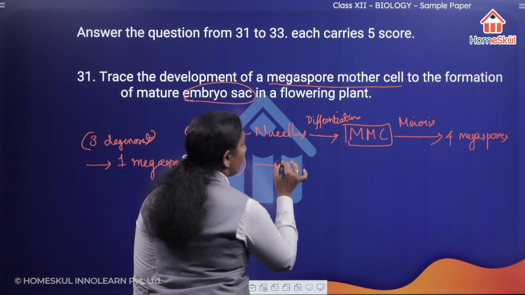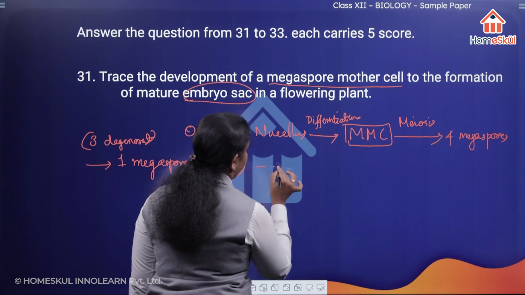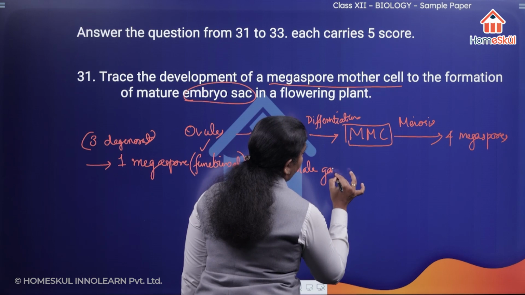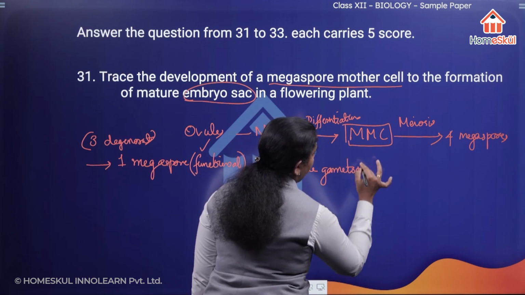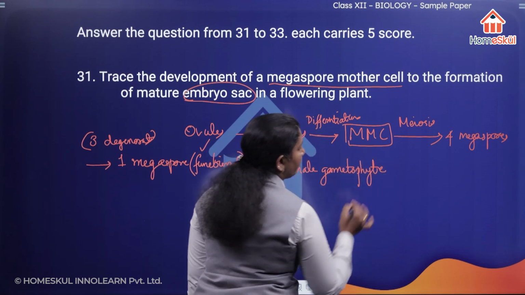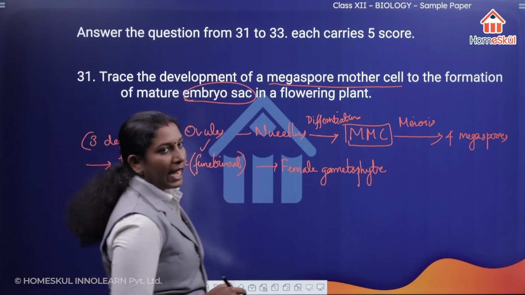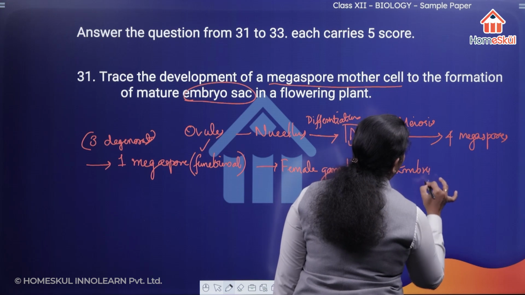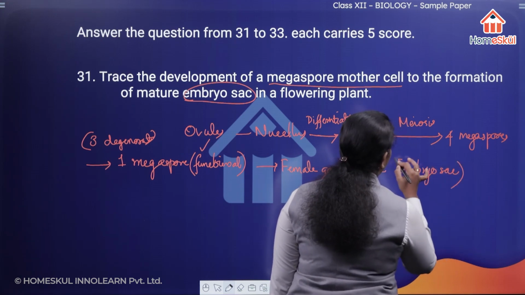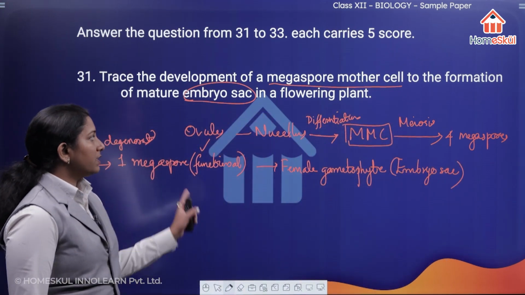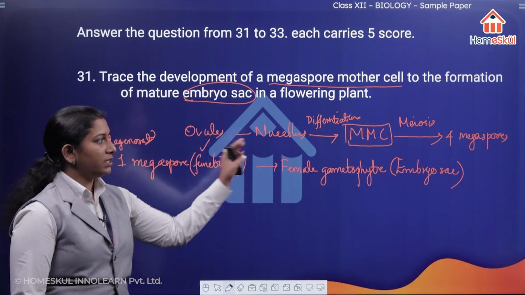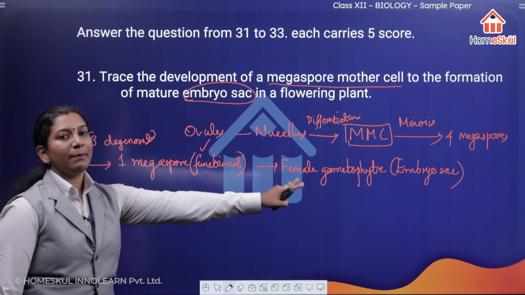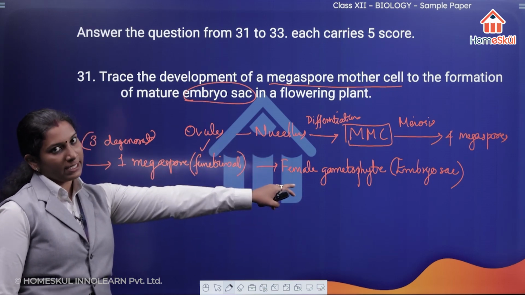developed into a female gametophyte. This female gametophyte is at last going to form the embryo sac. In flowering plants or angiosperms, the female gametophyte is otherwise called the embryo sac. So this is the first stage of the formation of the embryo sac, or the functional female gametophyte, from the megaspore mother cell.